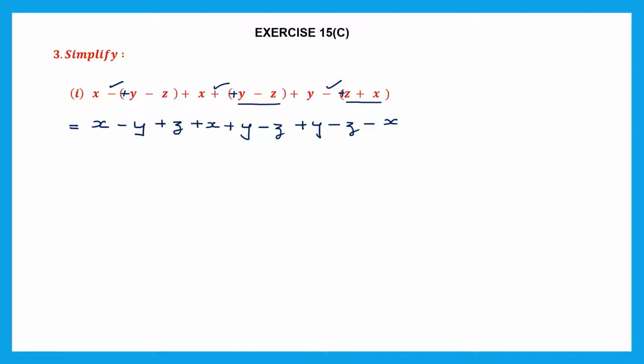We'll start with x. So here we have x, then again we have plus x, and then we have a minus x. So let's put all the x terms together. So I have plus x. Then let me take this again, plus x, and the last one, minus x.